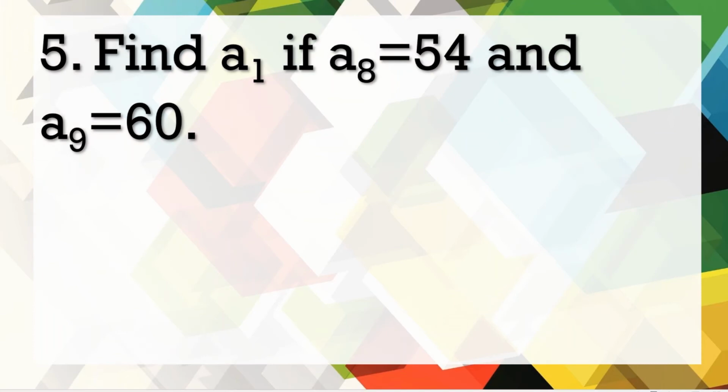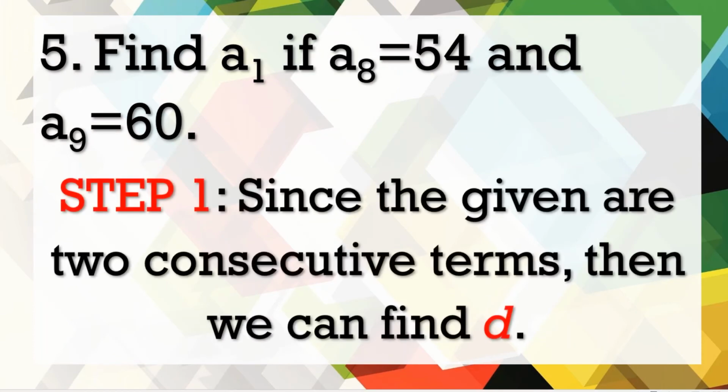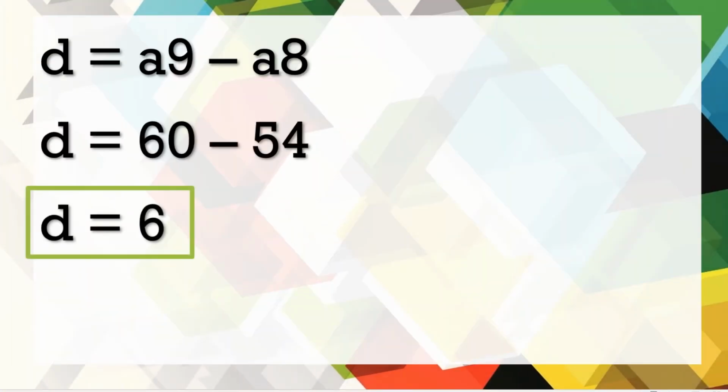Find a sub 1 if a sub 8 equals 54 and a sub 9 equals 60. Step 1. Since the given are two consecutive terms, then we can find d. Subtracting the two consecutive terms, we have 60 minus 54 equals 6.